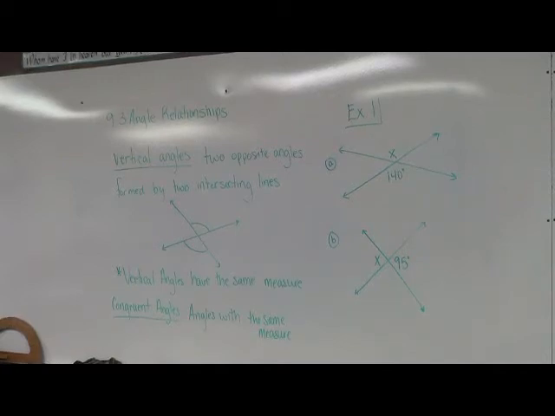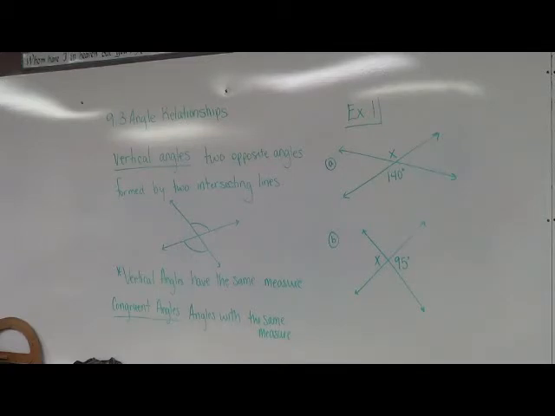Alright, today is 9.3. So like I said, we are going pretty quickly through this chapter, especially since we're going to skip the last two sections. This is our second to last. So it's angle relationships. So we're going to talk about three different types of angles today.